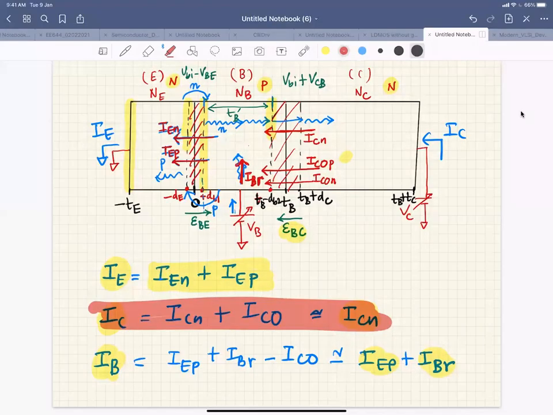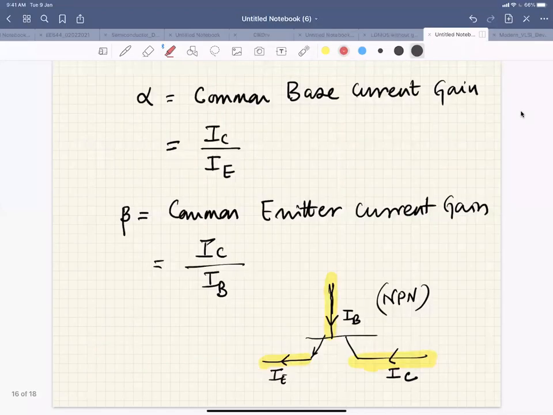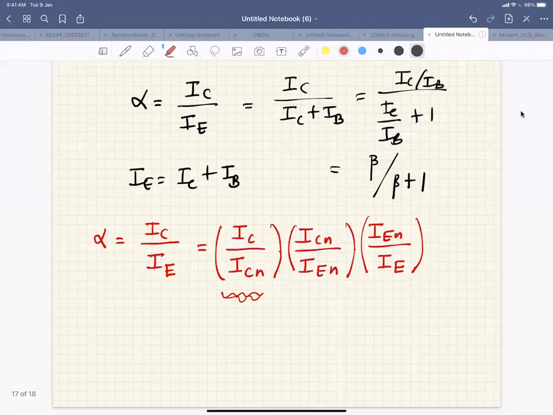So there will be avalanche multiplication or Zener tunneling, right? In that case, your IC will be mostly dominated by ICO, and IC by ICN is nothing but the multiplication factor, right? In normal operation, when you're operating a bipolar junction transistor, IC is mostly equal to ICN, so this IC by ICN is equal to 1.